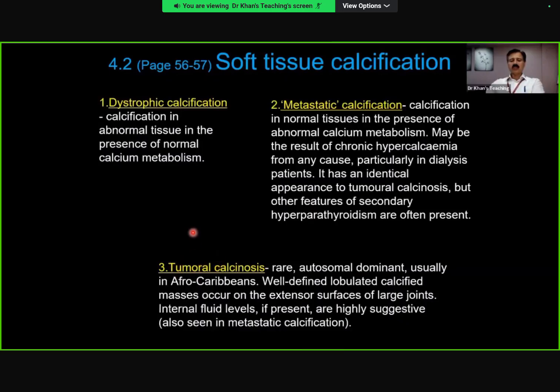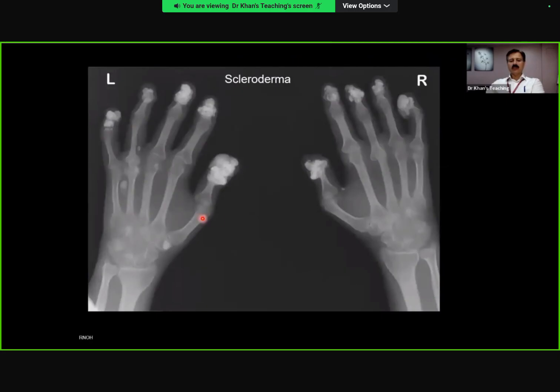Tumoral calcinosis is a specific condition, important for differential diagnosis in the exam, with very significant lobulated calcification. This is a particular condition which is rare. It is autosomal dominant, usually in Afro-Caribbeans, where you see well-defined lobulated calcifications overlying the extensor surfaces of large joints, and sometimes fluid levels can be seen. So I want you to remember this.